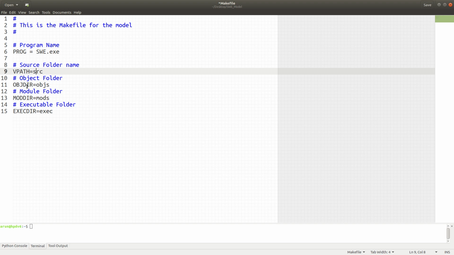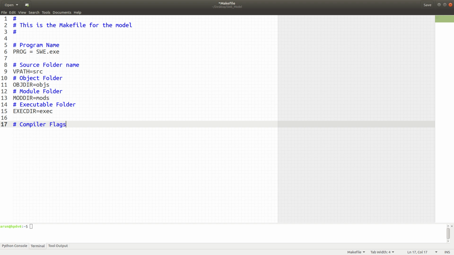The object directory objdir, I'm going to keep this as objs, and then the module folder, which is going to contain the modules, is going to be mods. I'm going to say this in the variable moddir, and then the executable folder, the one that is going to have the executable file, is going to be execdir. The folder is exec. All right, and now let's write some compiler flags that we might require.